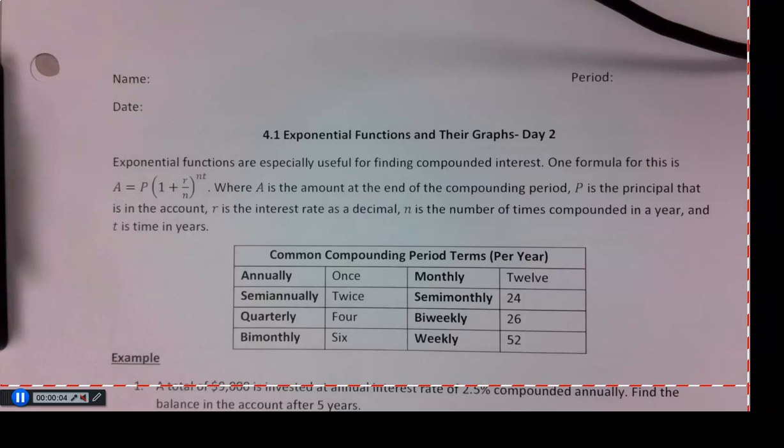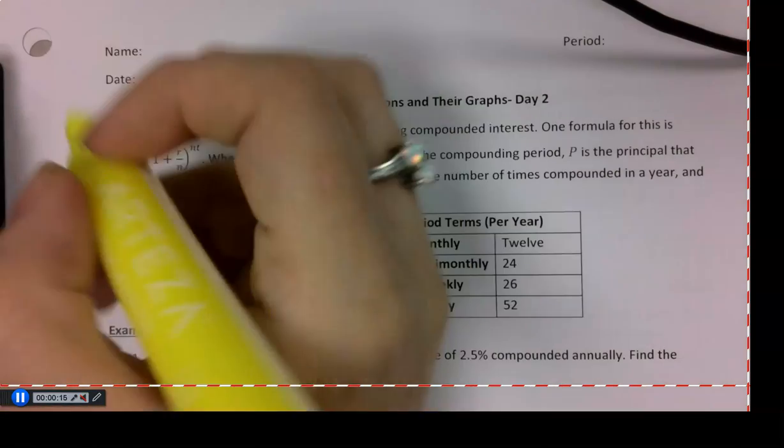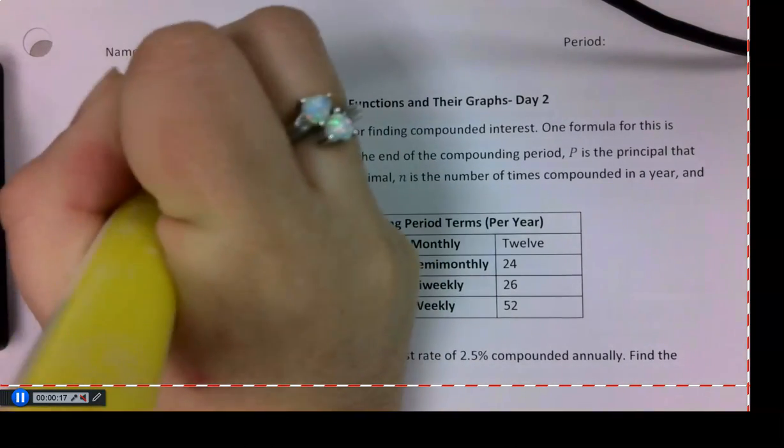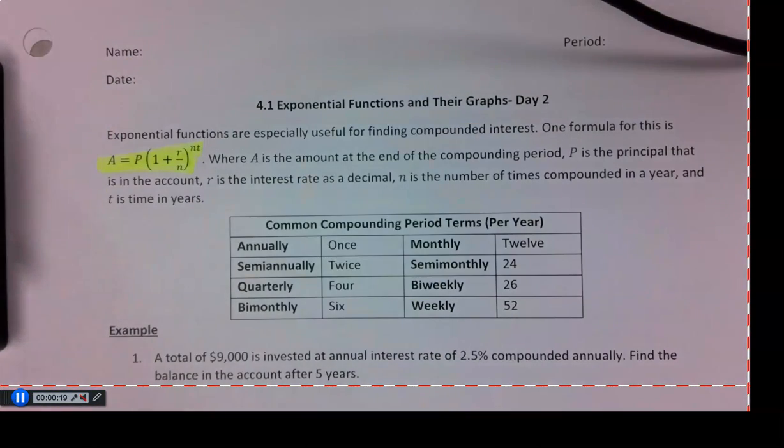Okay, so today we are talking about interest formulas. The first one we have is compound interest. The formula is A equals P times (1 plus R over N) to the NT, where A is the amount at the end, P is the principal, R is the interest rate as a decimal, N is the number of times compounded in a year, and T is time in years.